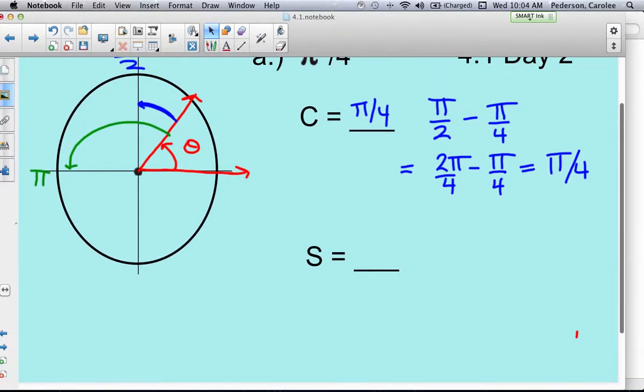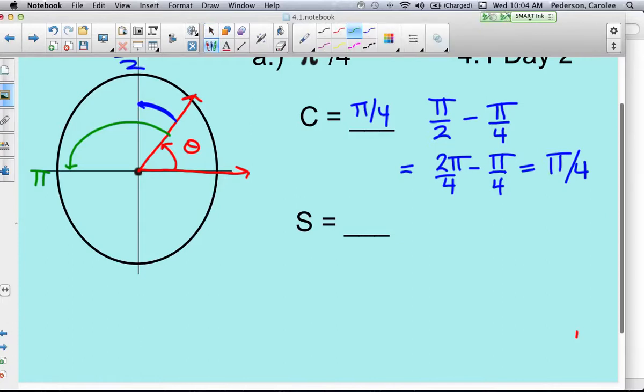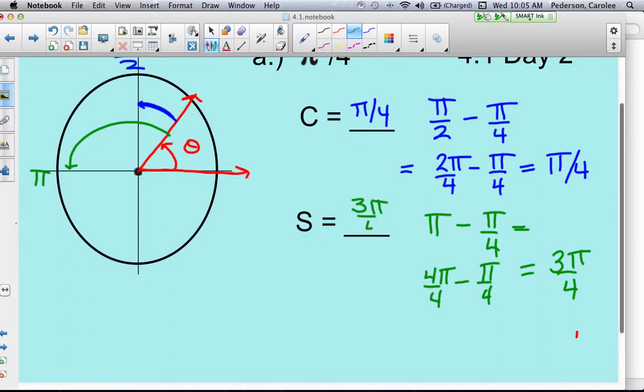So the concept is take your total pi, 180 degrees, subtract out what you're given in the red, pi over 4, and what you're left with will be your supplement. So convert it to like denominators. So 4 pi over 4 minus pi over 4 is 3 pi over 4. So the supplement, that piece in the green, is 3 pi over 4.